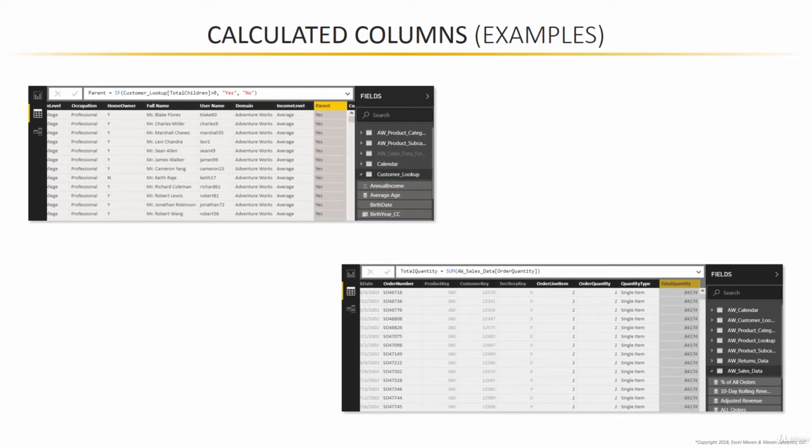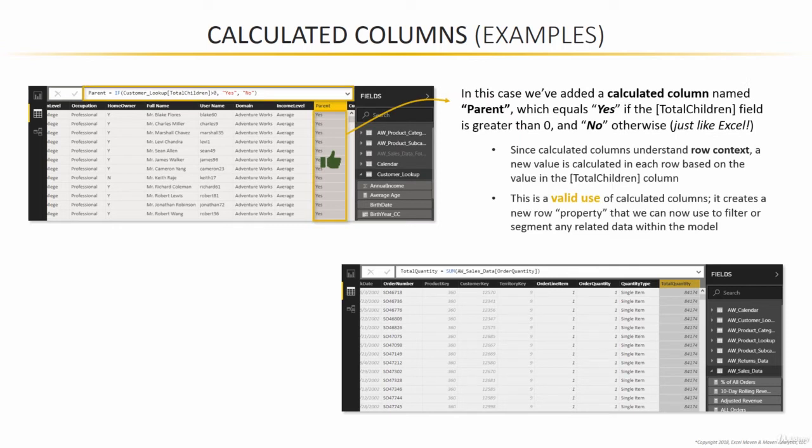Here we've got two different tables, and in each case we've created a new calculated column. Now you'll note the DAX formula in the formula bar at the top, right above the table preview. And here in this top example, we've created a new calculated column that we've named parent, which equals yes if the total children field in that table is greater than 0 and no otherwise. And when you read through this formula in the top left, you'll notice that it looks very, very similar to Excel. So that same kind of user-friendly syntax.